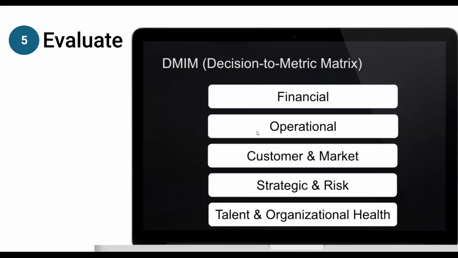I hope everyone is able to see that. And really, I want to talk about where the proverbial rubber meets the road in terms of taking all of this information that the platform provides and using something that we've called the decision to metric matrix in order to connect that to evaluating decision making at the company and at the industry level. So as you can see here, there are 5 key elements to this matrix. There's the financial performance of a company, the operational performance, as well as customer and market-oriented metrics, strategic and risk metrics, and then the overall talent and organizational health.